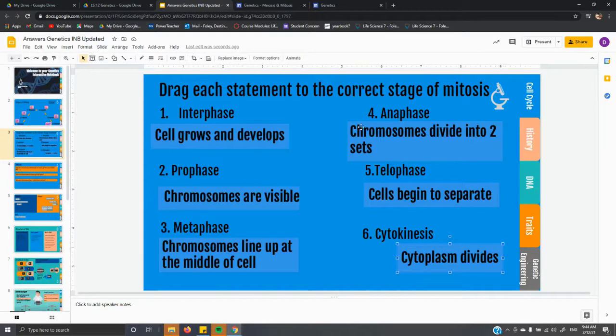If you want to remember IPMATC, I don't see why that would be an issue. If you want to come up with a mnemonic for it, please do so. However you want to remember the stages of it, go for it.